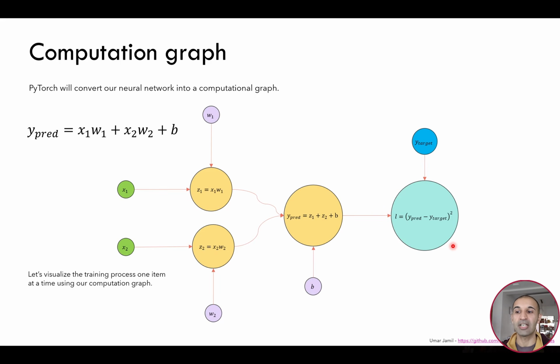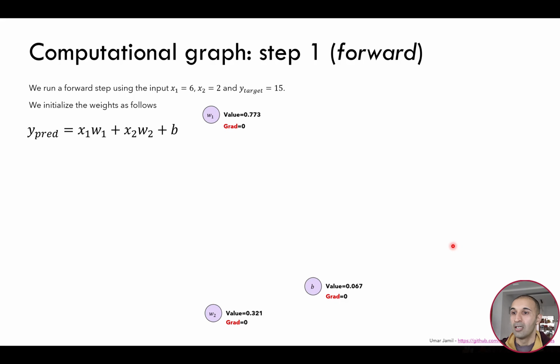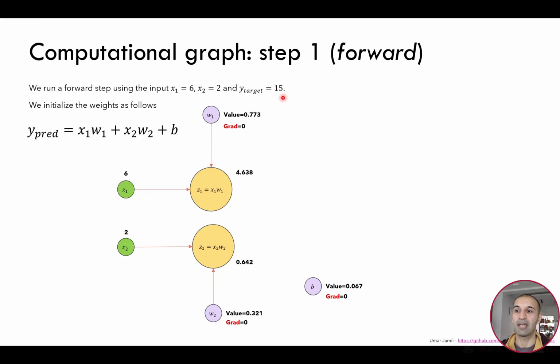So let's visualize the training process one item at a time using our computation graph. Imagine we are training on the input x1 is equal to 6, x2 is equal to 2, and the target is 15. The first thing our model will do is start from the two input nodes, x1 and x2. It will multiply by the w weights. And we also think that the W weights have been initialized with the following values. So the value of this weight is 0.773, this weight is 0.321, and this weight is 0.067. These values could be randomly generated, as we usually do.